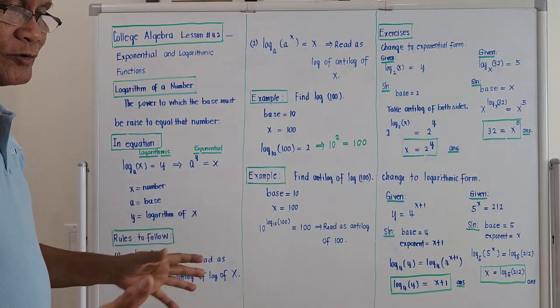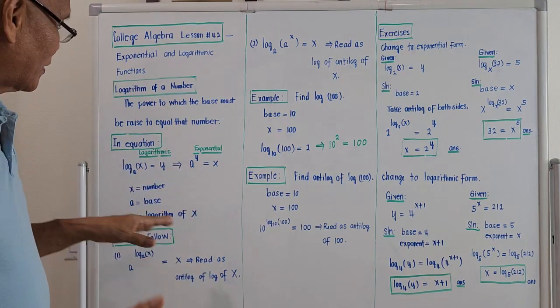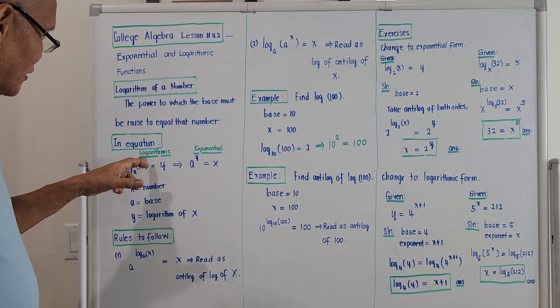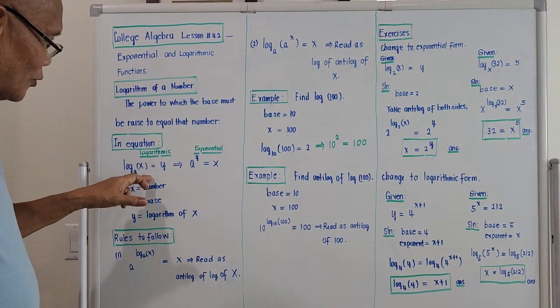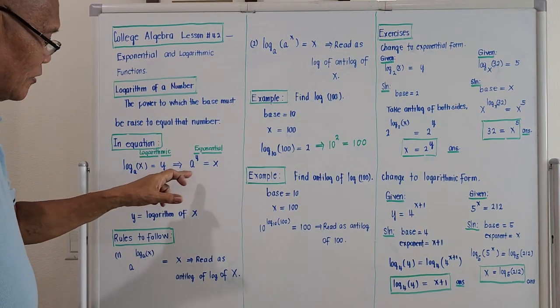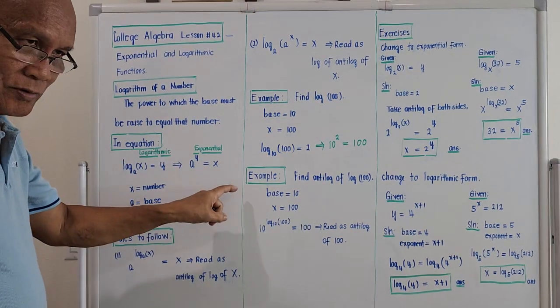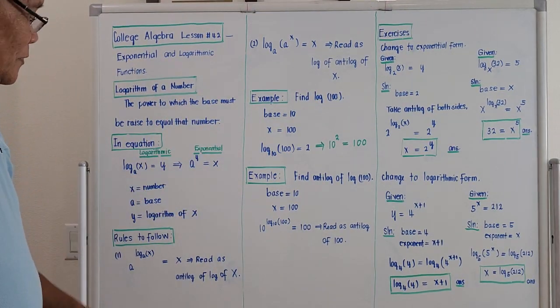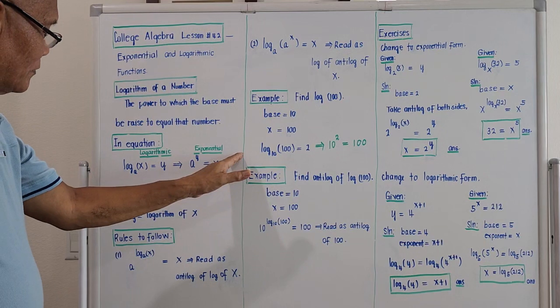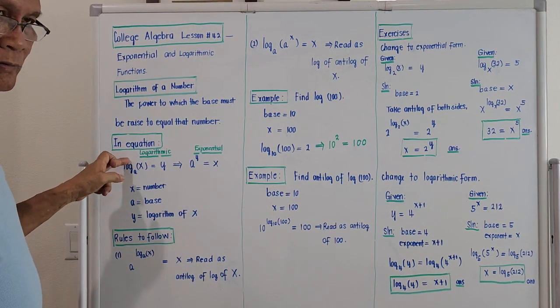You only need to remember this concept here: the logarithm of x with the base of a is equal to y if a to the y is equal to x. This is the exponential equivalent. This is the logarithmic equivalent.